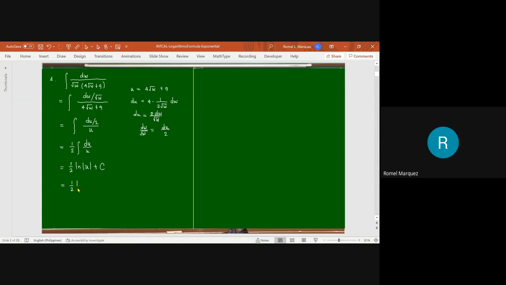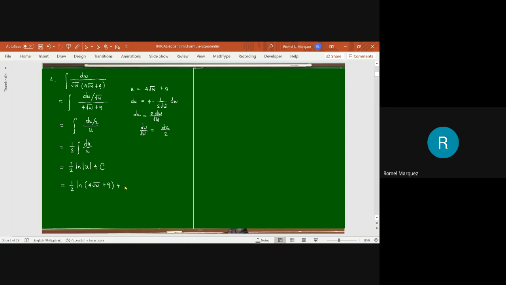But what is u, guys? What is u? 4 square root of w plus 9. What do we enter in w? Are we allowed to enter negative in w? No, sir. So what we can enter in w is just 0 or positive, right? If you enter 0 or positive, what do you think will happen to 4 square root of w plus 9? Will it be negative? No, sir. Therefore, no need for absolute value.